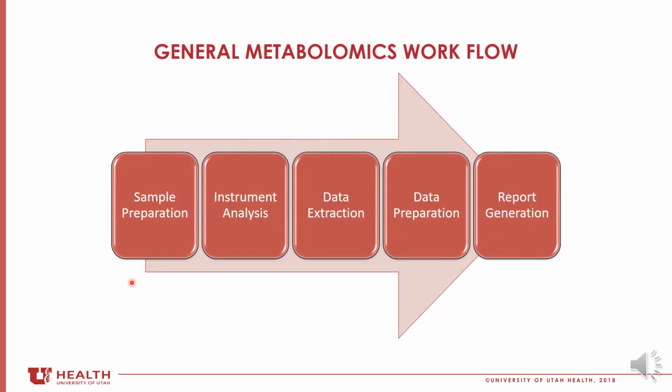So next we'll go over the 5 steps that we perform in the core to prepare your samples and then to see new data. First, we prepare your samples by extracting the metabolites out of them, and then we put them on an instrument, and then we take the data that comes off the instrument and extract it, and then we prepare that data for you, and then we build a report so you can understand it.